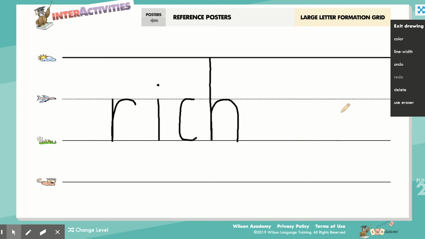Now we are getting ready to mark the word. Rich. I hear a digraph. Ch. How do you mark a digraph? One line makes one sound. Rich. One syllable. Syllable type. Rich is a closed syllable. You mark it with a small C in the middle of the word, underneath the scoop.